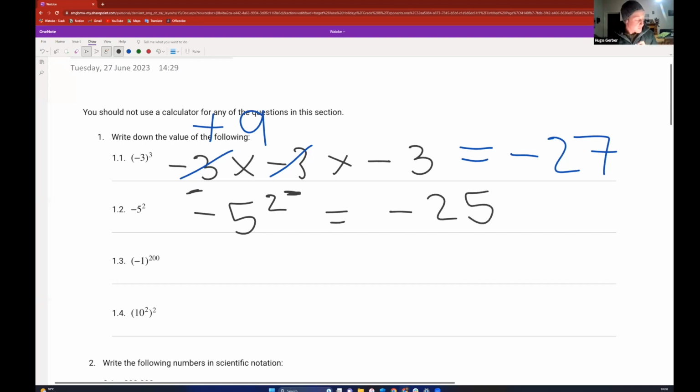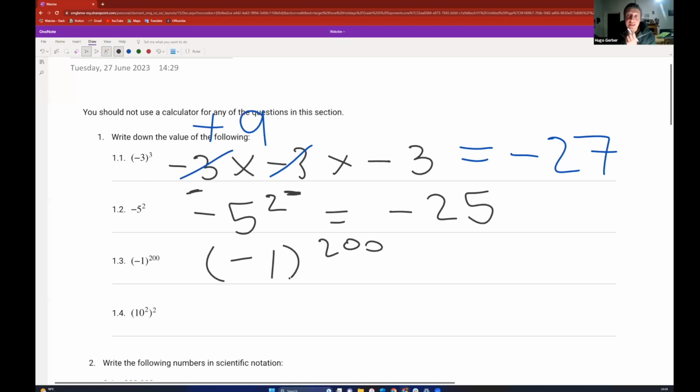Now we have negative 1 in brackets once again to the power of 200. Now this looks super freaky, but let's think about it. Let's think about this, okay? So 1 to the power of anything is always 1.